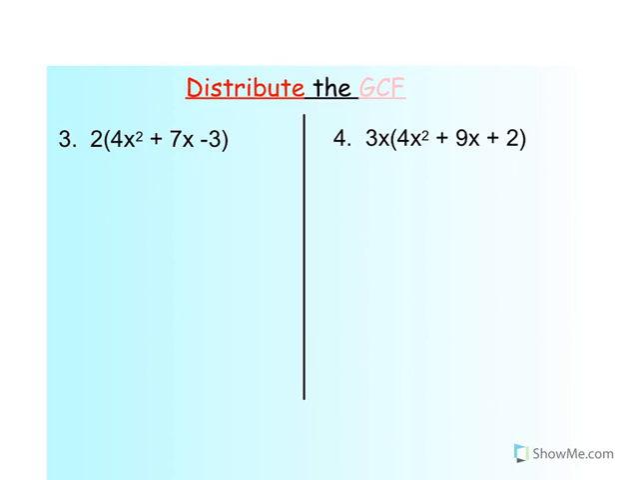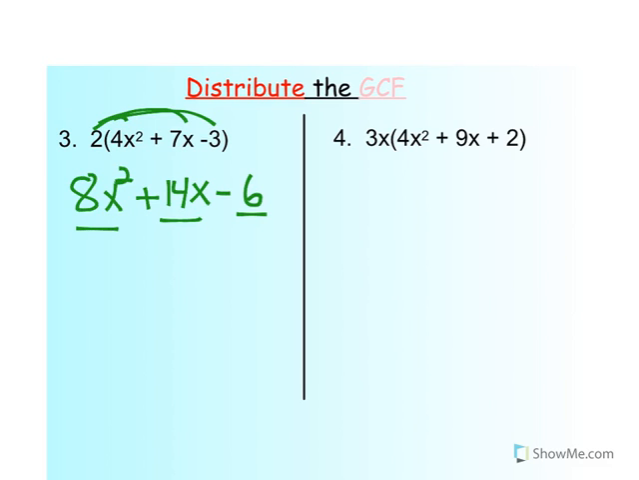Remember, when a number or term sits outside parentheses, you distribute or multiply. Please remember your exponent rules from earlier in this unit. 2 times 4x squared would be 8x squared. 2 times 7x is 14x. 2 times negative 3 is negative 6. None of these three terms are like each other. None of them are to the same variable, to the same power. So we are done.